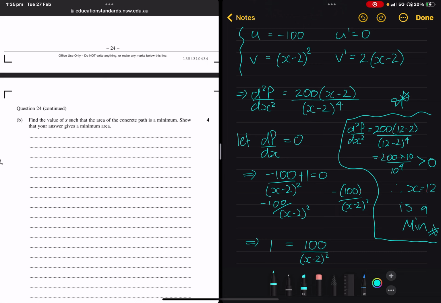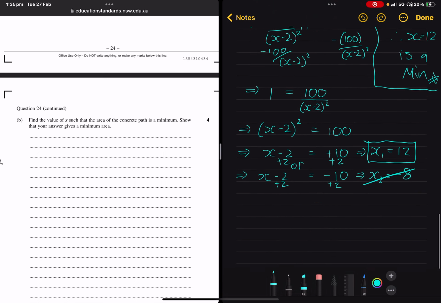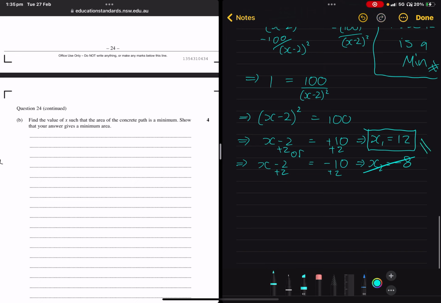And the question, we have to be careful that we've actually answered the question. The question here says find the value of x such that the area of the concrete path is minimum. We were actually after x is 12. Sometimes these questions will ask you find the minimum area of the path. Then you will need to take the x is 12, plug it back in, and solve. Okay, so this is how we do this particular question.